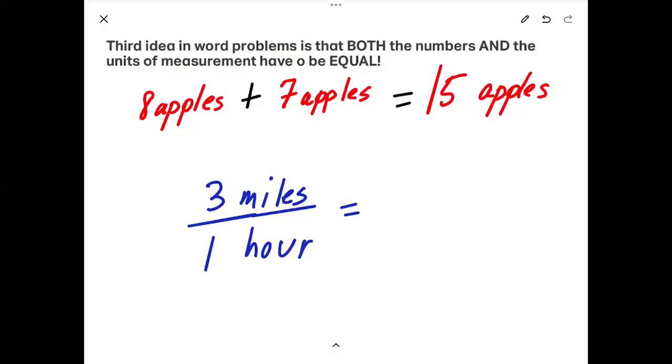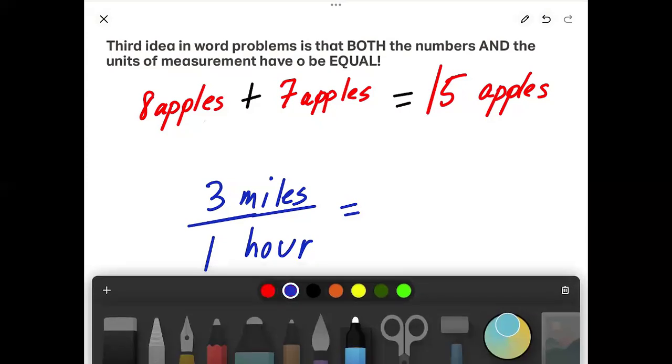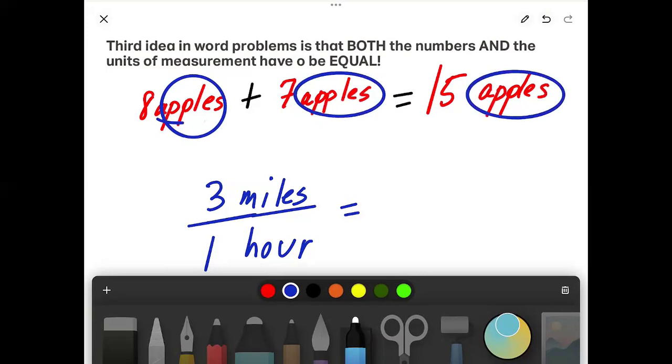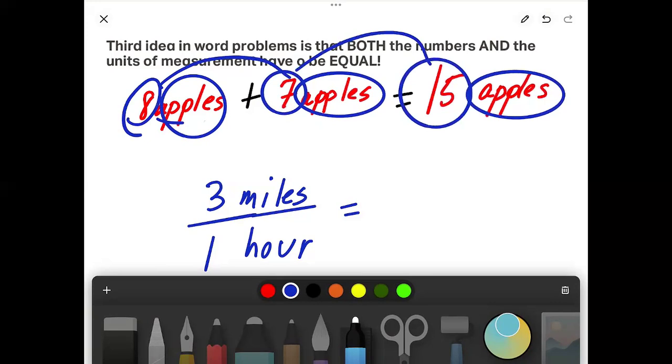But we're going to go even further. Not only do the numbers need to match, but the units have to match. That's the big idea in this. So this has apples, this has apples, so this has to have apples. Also, this has 8 plus 7, and they have to equal the number over here. So the numbers have to match, the units have to match. So that's the key, okay?